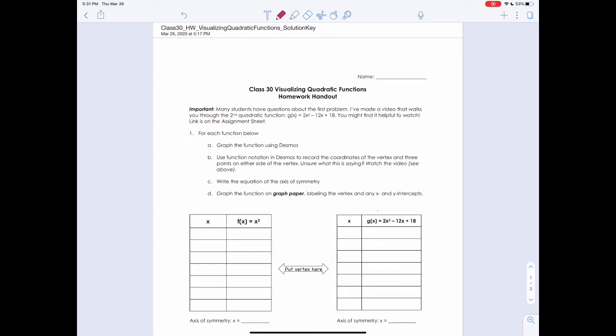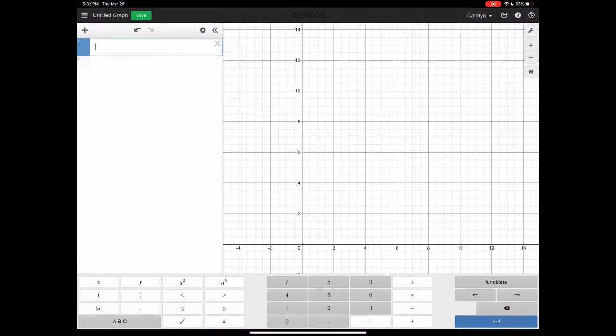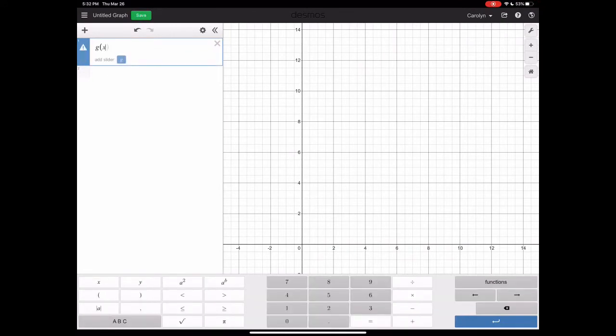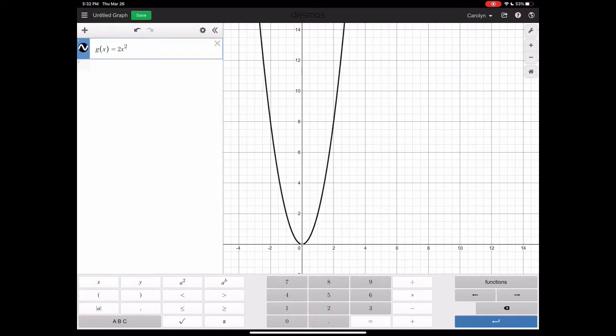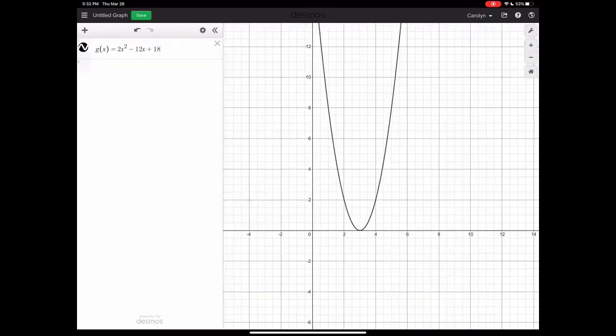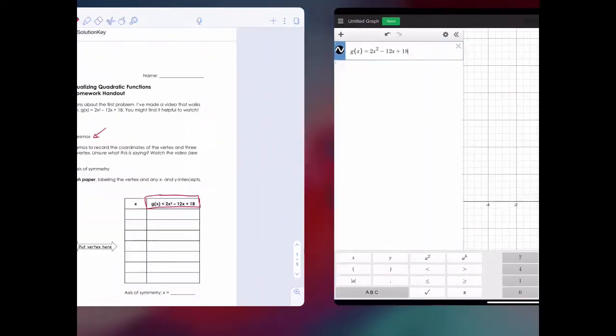This video is going to walk through an example from the Class 30 homework. I'm going to look at the g of x function, and the first thing I'm going to do is pull up Desmos and graph the function. So I'm going to enter it in: g of x is equal to 2x squared minus 12x plus 18. And here we see I've got my parabola, and the first thing I notice is I look for that vertex. The vertex is at the point (3, 0).